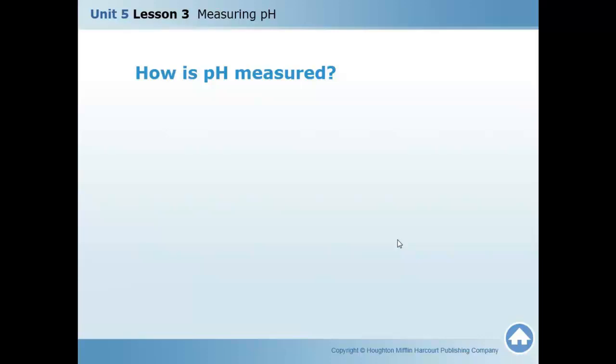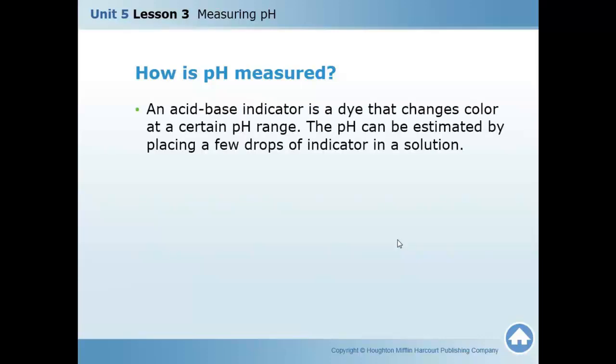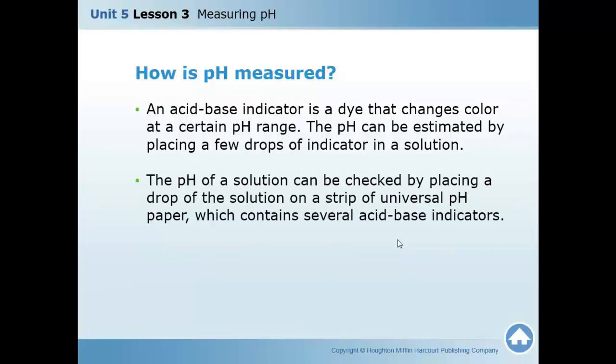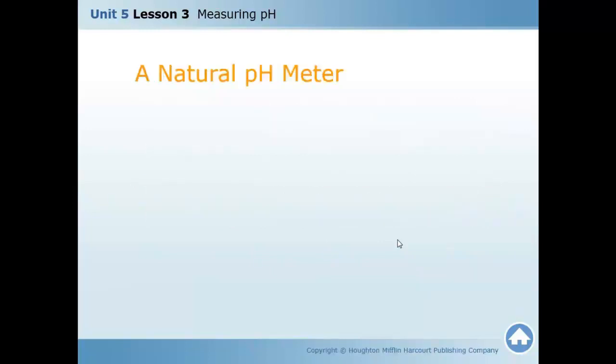We have another way of measuring pH. An acid-base indicator is a dye that changes color. So the measuring of pH depends on the changing of the colors of a solution or a paper. The color change occurs at a certain pH range. The pH can be estimated by placing a few drops of indicator in solutions. The pH of a solution can be checked by placing a drop of the solution on a strip of universal pH paper, which contains several acid-base indicators.